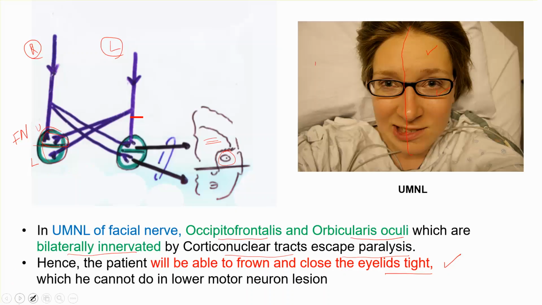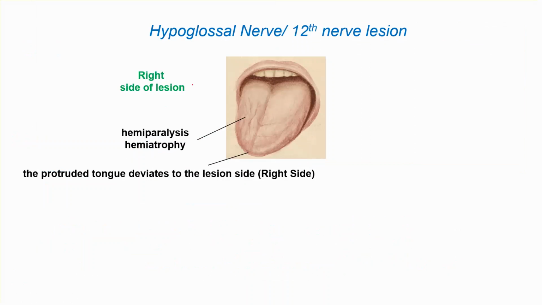Now let's look into the hypoglossal nerve, which is the 12th nerve, and the 12th nerve supplies all the muscles of the tongue except the palatoglossus, which is supplied by the pharyngeal plexus. So here we can see that there is a right-sided lesion, and it has caused hemiparalysis and hemiatrophy. You can see that the muscle has atrophied. It is not the same bulk as on the other side. This is the left side, right?